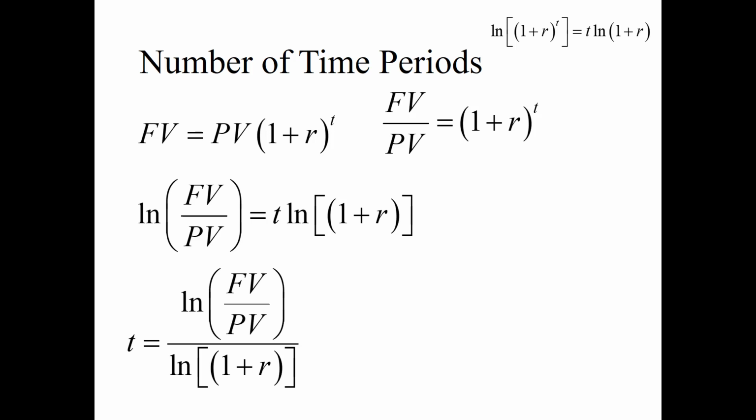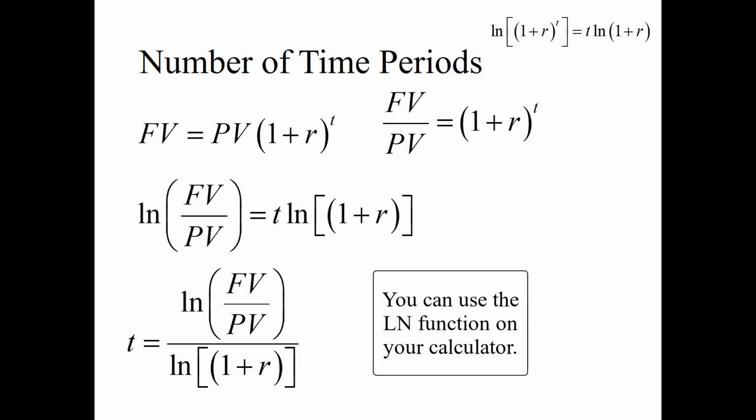And if we solve for t, we get that t is equal to the natural log of the quantity FV over PV divided by the natural log of the quantity of 1 plus r. And I understand it may look a little daunting, but fortunately a lot of our calculators will have a natural log function that makes this process a lot easier.